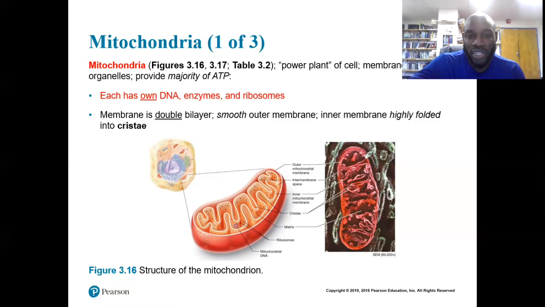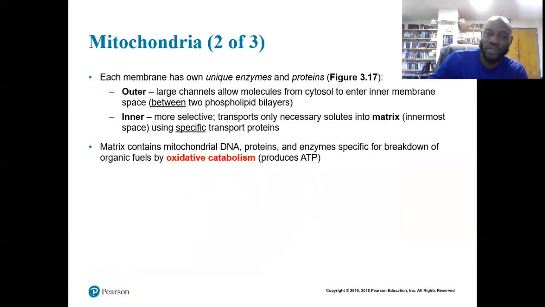All right, it has a membrane, as we know, it's membrane bound, double bilayer, smooth outer membrane, inner membrane highly folded into what we call cristae. That's your mitochondria. Each membrane has its own enzymes and proteins. The outer has large channels, allowing molecules from cytosol to enter, and the inner, more selective membrane transports necessary solutes into the matrix using specific transport proteins.